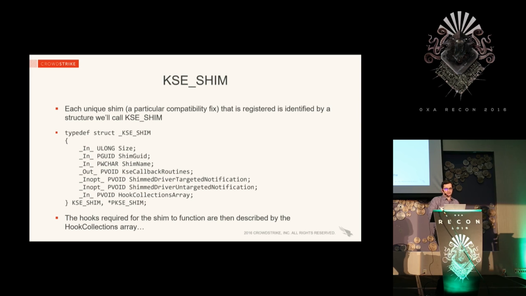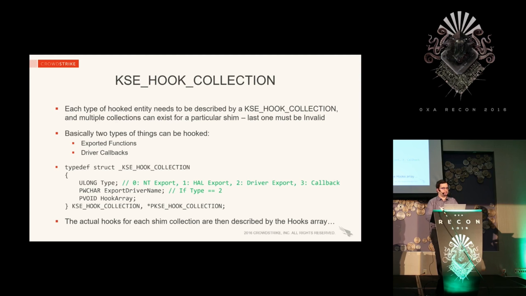Then you get some callback routines, and we'll see what those are useful for. And then you get two notifications. One when your driver has been targeted, so when one of the drivers you're shimming has been loaded. And another one when one of the drivers you're shimming has been unloaded. And then you pass in an array of hook collections. What's a hook collection? Well, a hook collection is basically a type of hooked entity. And there's two entities you can hook, functions or driver callbacks. And functions can either come from NT, they can come from the HAL, or they can come from an arbitrary driver. So 0, 1, and 2 are used for function hooks.